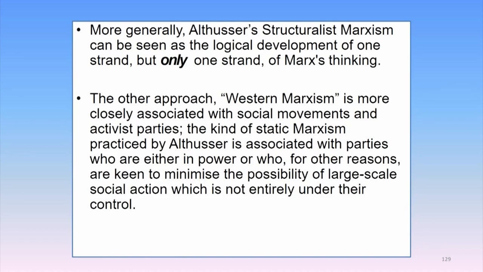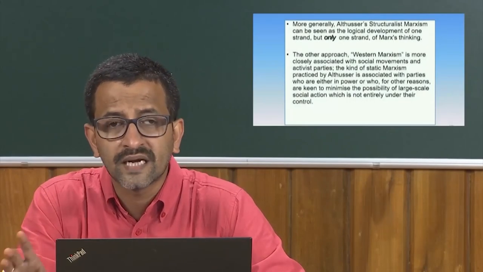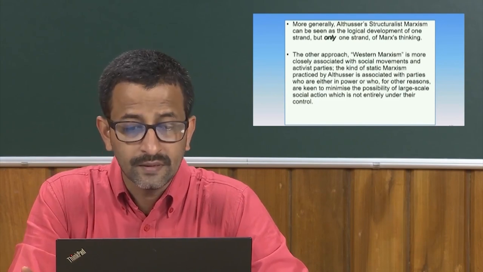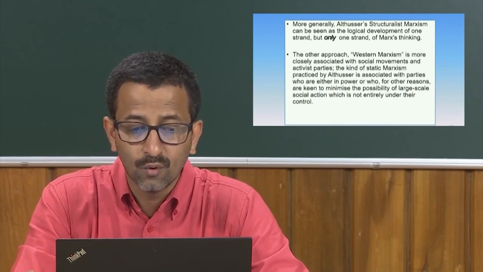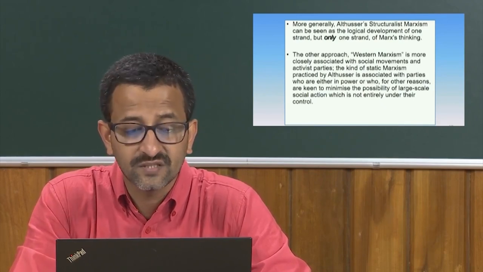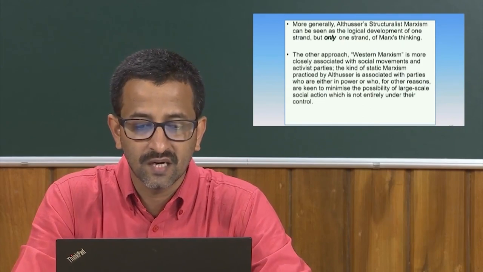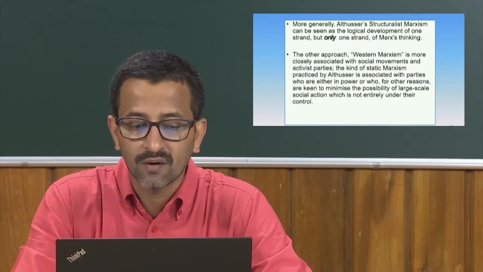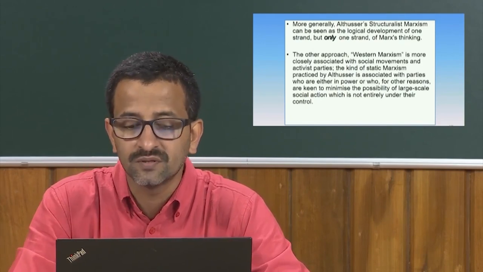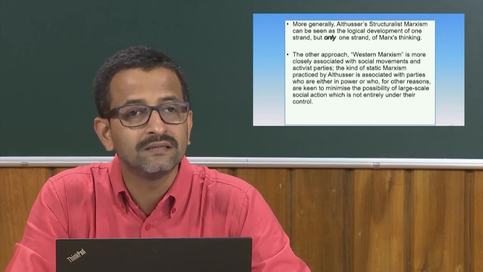Then, when I said two Marxisms, okay, the case of two Marxisms. More generally, Althusser's structuralist Marxism can be seen as the logical development of one strand, the strand of Marxist thinking. The other approach, Western Marxism, is more closely associated with social movements and activist parties. The kind of static Marxism, I mean unchanging Marxism, practiced by Althusser is associated with parties who are either in power or who for other reasons are keen to minimize the possibility of large-scale social action which is not entirely under their control.